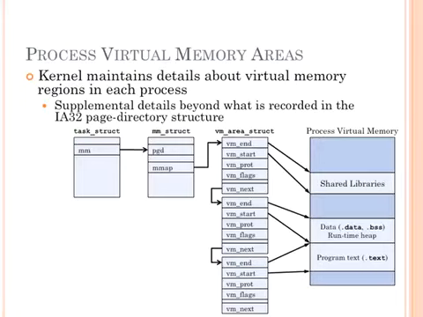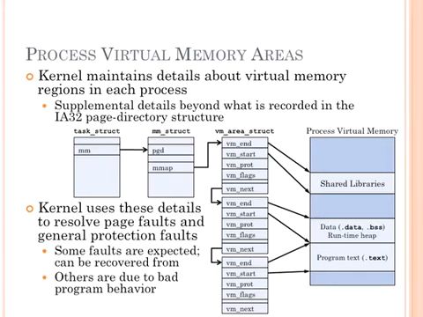But the whole point is that since the hardware isn't necessarily going to always provide the same set of capabilities, we can emulate some things in software. So these VM area structs allow the kernel to keep track of a few additional details. So yeah, like I say here, page faults and general protection faults.